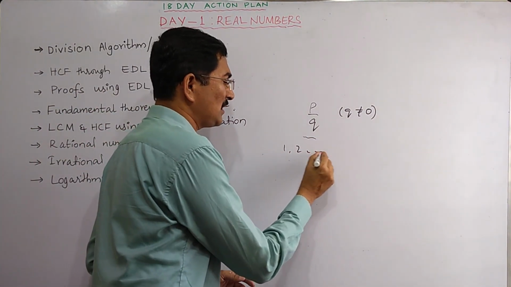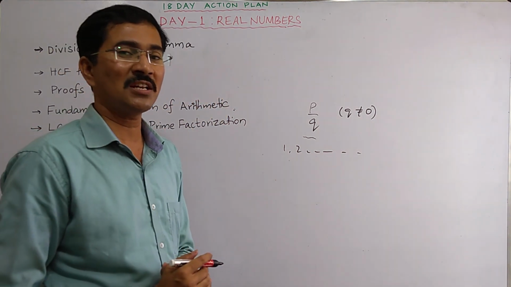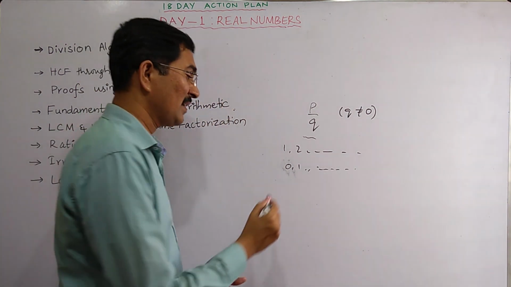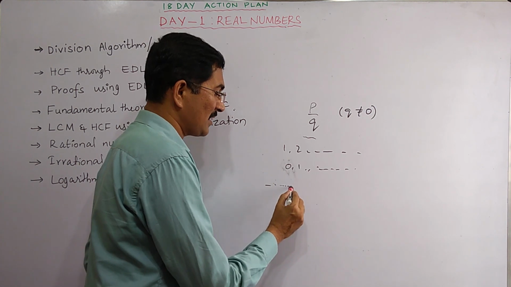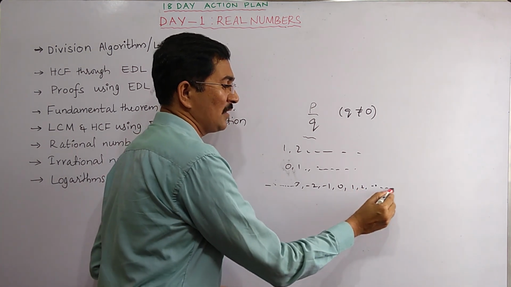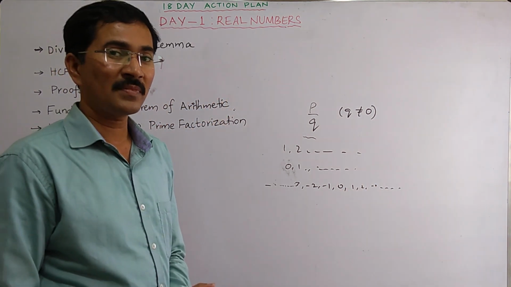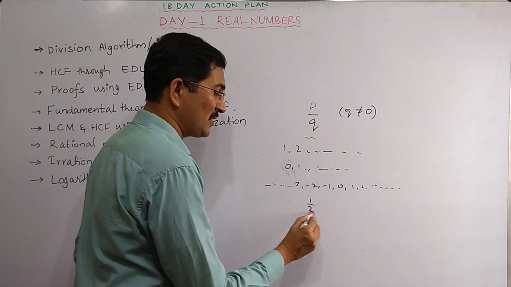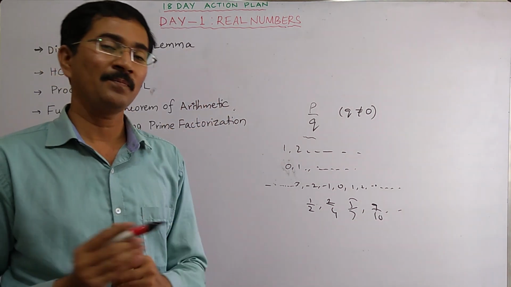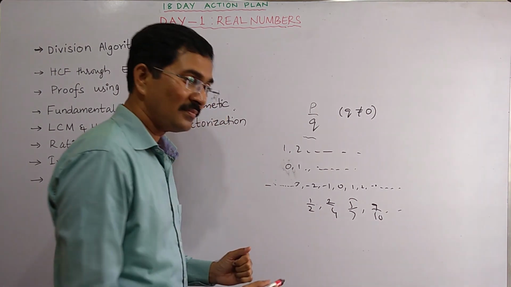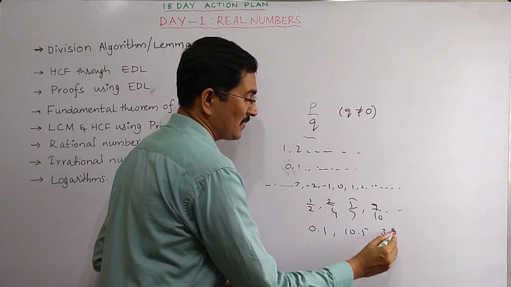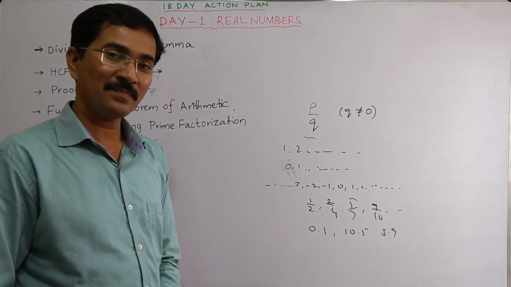All natural numbers 1, 2, 3, 4, 5, 6 fall under rational numbers. Whole numbers 0, 1, 2, 3, 4, 5, 6 fall under rational numbers. Integers, minus infinity to minus 4, minus 3, minus 2, minus 1, 0, 1, 2, 3 and so on, are all rational numbers. Besides these, 1 by 2, 2 by 4, 5 by 7, 9 by 10, all these in the form of p by q are rational numbers. And also decimals 0.1, 10.5, 3.9, all these are rational numbers.